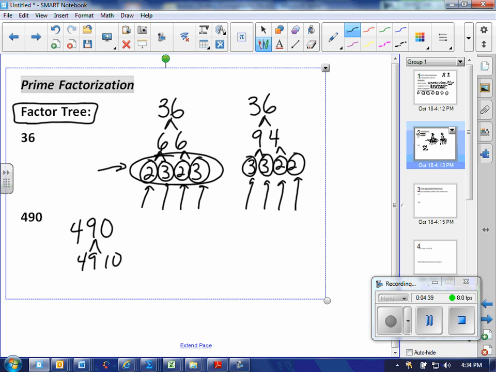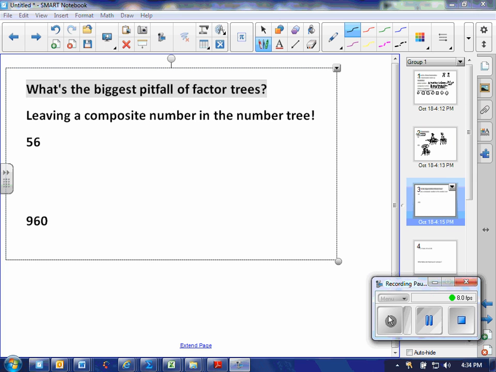Now, neither of those are prime, so I'll break them down even more. 49 is 7 and 7. Both of those are prime, so I'll circle it. 10, break it down with 5 and 2. Both of those are prime, so I'll circle it. So again, if I multiplied all 4 of these numbers together, it would equal this 490.